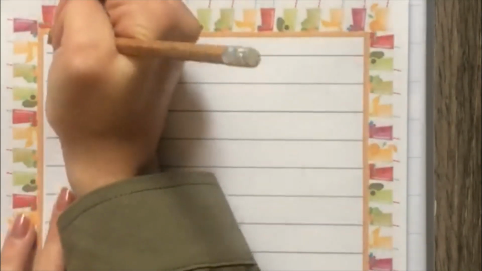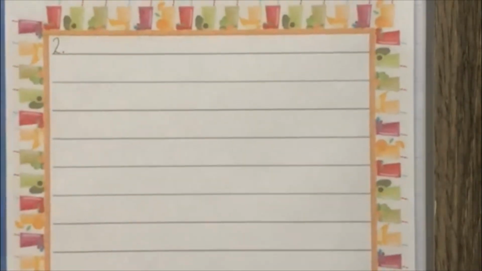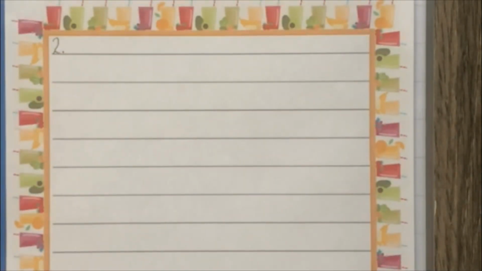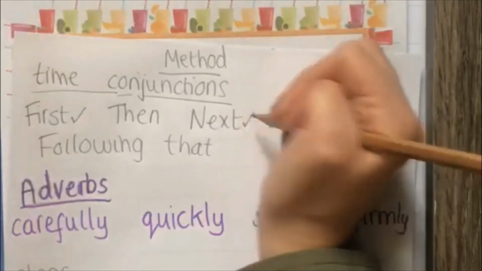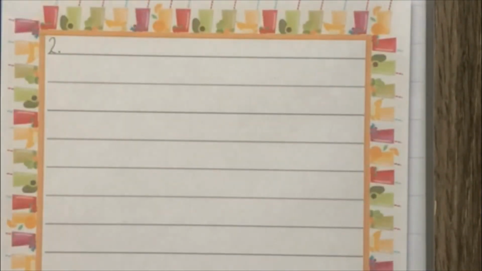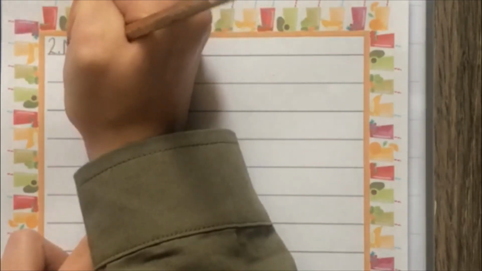So my next one will be number 2. So make sure you write number 2. Then I need to pick another time conjunction. Go back to my list. Which one shall I pick? I'm going to pick next. So I'm going to take it off my list. Next, making sure I have a capital letter. Next.